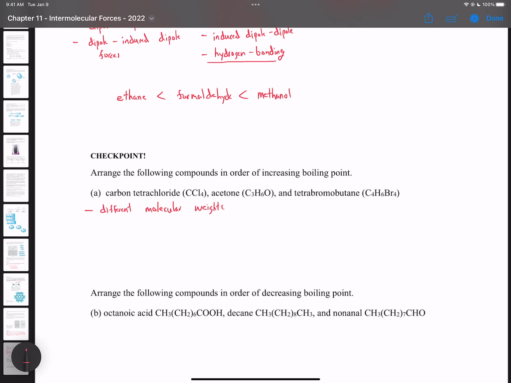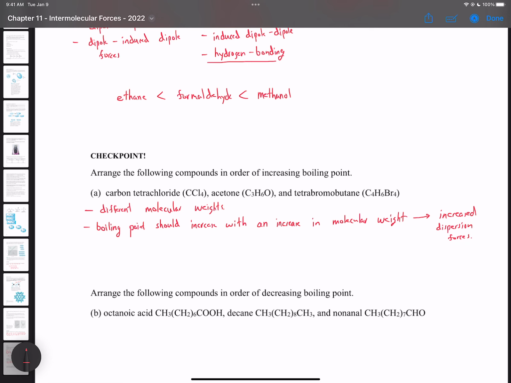Okay, so we would predict that boiling point should increase with an increase in molecular weight, because this will have increased dispersion forces. Okay.